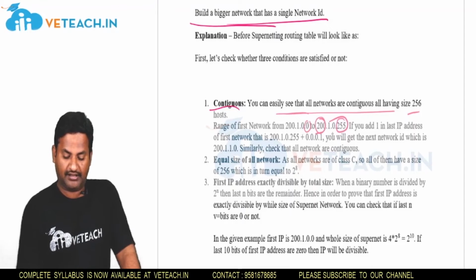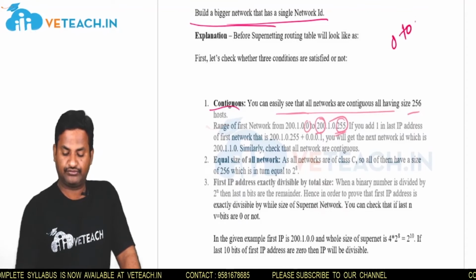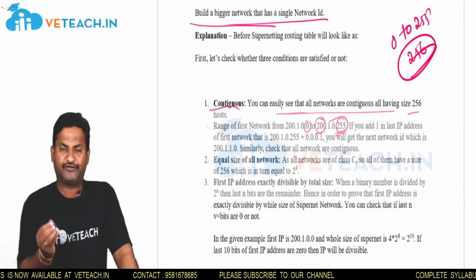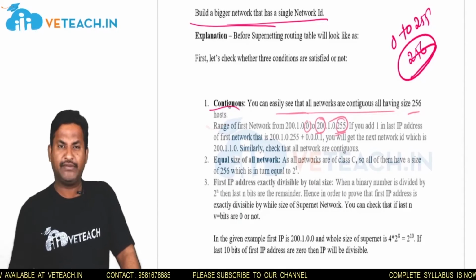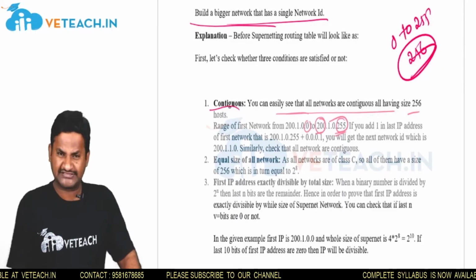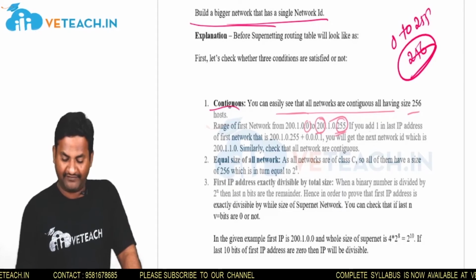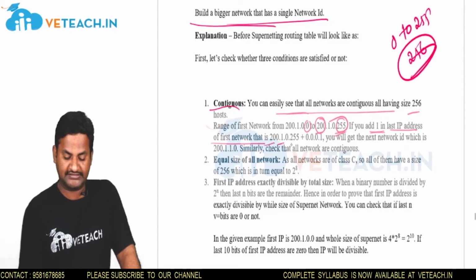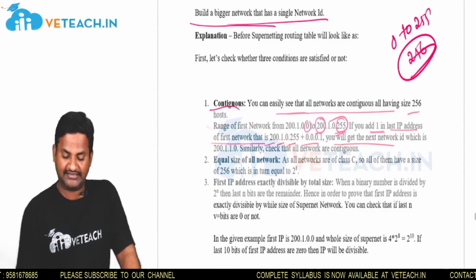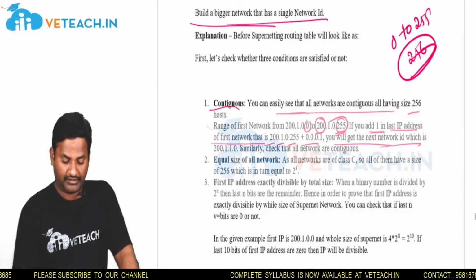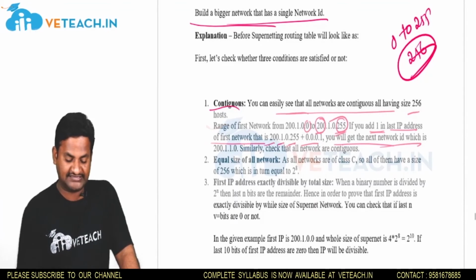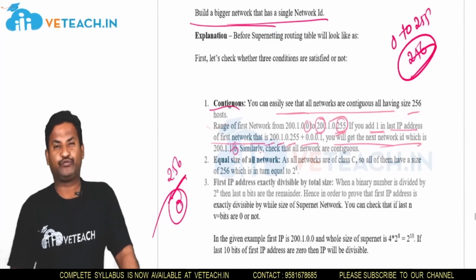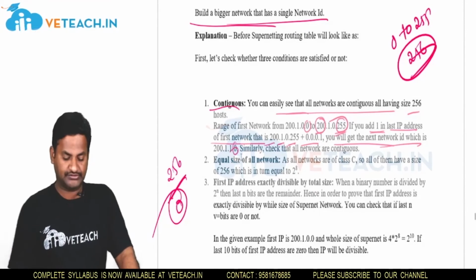Second thing, the range, 200.1.0 to 200.1.255. So 0 to 255 is said to be of size 256. The minimum number of nodes in the process of supernetting is 256. If you add 1 to the last IP address of the first network, that is 200.1.0 to 255 plus 1, you will get the next network ID. So what is the size? 255 plus 1 gives 0, because after 256 the address obviously comes back to 0.